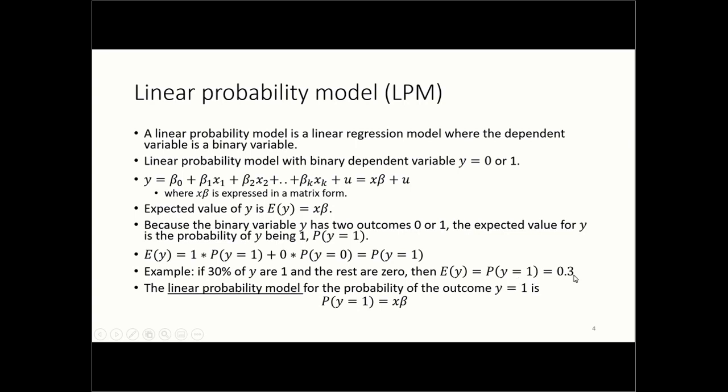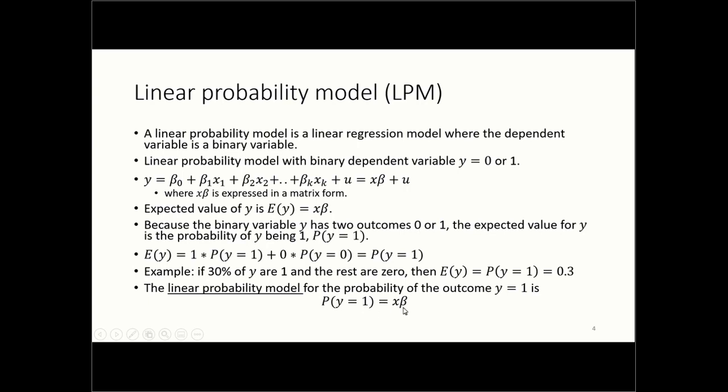So basically, if we do not know the value of y for a particular person i in the sample, we can say that with 30% probability, that value would be a 1. So all of these things mean the same thing. Because of that, and because the average or the expected value of y is the same as the probability of y equals 1, the linear probability model for the probability of the outcome y equals 1 is: the probability of y equals 1 equals x beta.